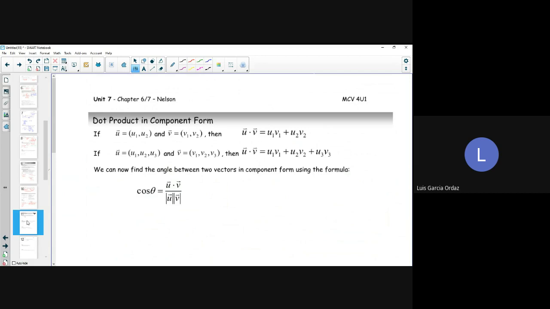So now if we don't have the angle between the two vectors, but we have all of their components, then I can find the angle by rearranging what I had before. So cos theta is equal to u dot product v divided by the magnitude of u times the magnitude of vector v. So now let's get into some examples.